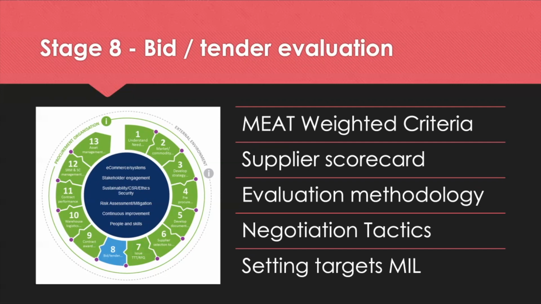Think about your evaluation methodology as well. What does good look like to you? So you might score, for example, on a 1, 2, 3, 4, 5 basis, where 1 is rubbish and 5 is brilliant. And then that enables you to pre-warn suppliers exactly how you're going to evaluate it, and you stick to that promise.